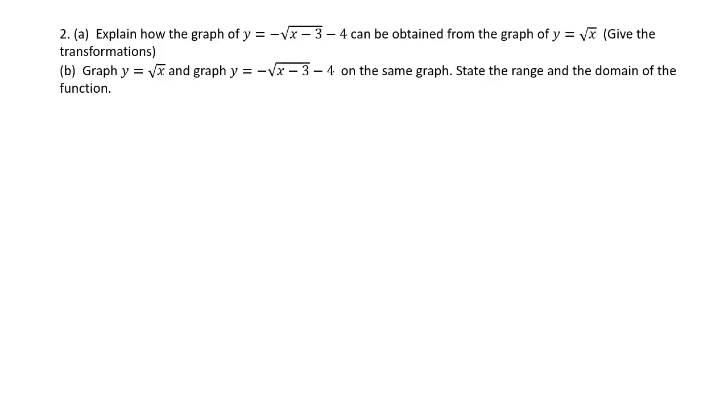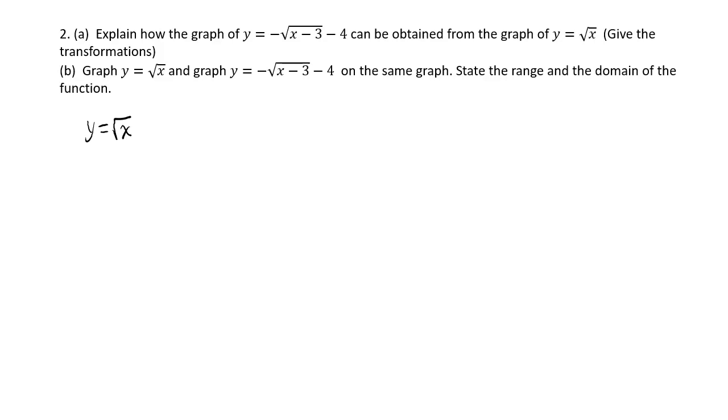Next question. Explain how the graph of y equals negative radical x minus 3 minus 4 can be obtained from the graph of y equals radical x. Okay, so you start from y equals radical x, and there are actually more than one way to do this. So let me explain two different ways to answer A.